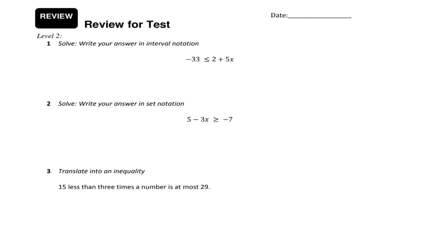So let's start with this first one. Solve, write your answer in interval notation. All right, this is a two-step problem. I can see that because here's my variable. I don't have to do any kind of simplifying, but I do have to get rid of 2 and I have to get rid of 5. And I'm going to get rid of my adding or subtracting first. So I'm going to subtract 2 on both sides. I get negative 35 on this side, 5x on this side.